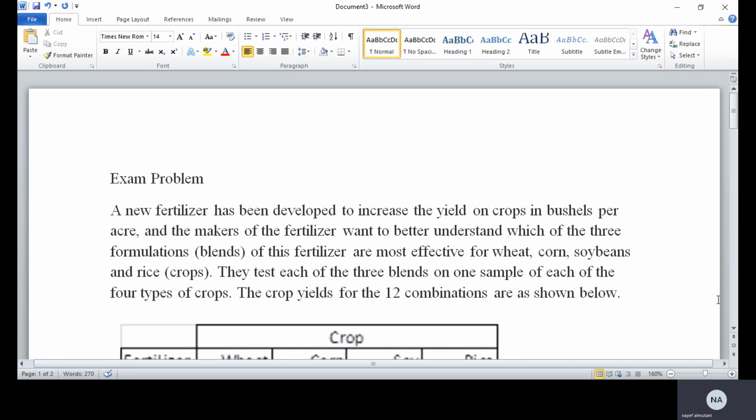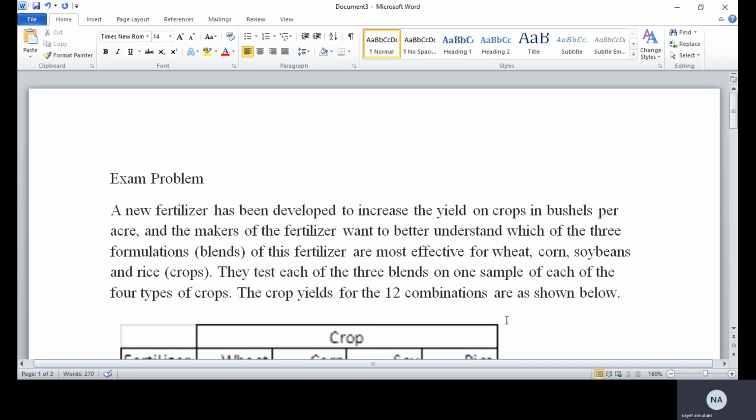A new fertilizer has been developed to increase the yield on crops, in bushels per acre. This is the unit for the yield of crops. The makers of the fertilizer want to better understand which of the three formulations, or blends, of this fertilizer are most effective for wheat, corn, soybeans, and rice. They test each of the three blends on one sample of each of the four types of crops. The crop yields for the 12 combinations are as shown below.